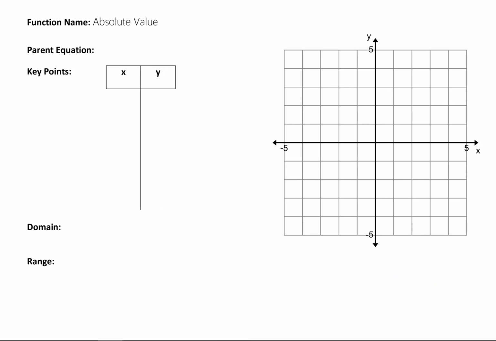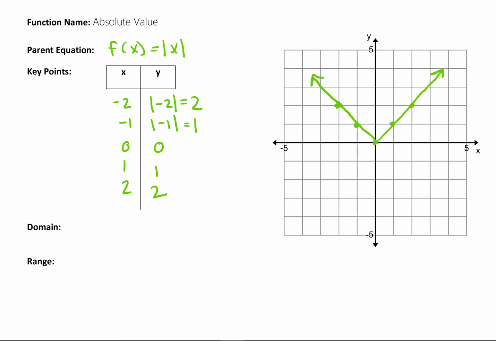The next graph we're going to look at is the absolute value. So the parent function, f of x, is equal to the absolute value of x. Our x values are going to be the same, and then when we plug -2 into the absolute value, we end up getting a positive number. We're going to graph those numbers, and we get a V-shaped graph. Our domain is -infinity to +infinity. Our range is 0 to +infinity.